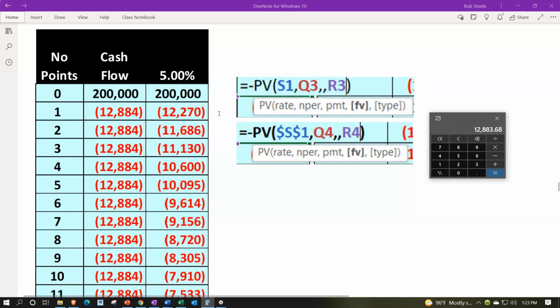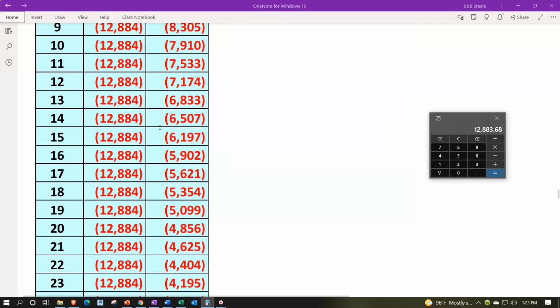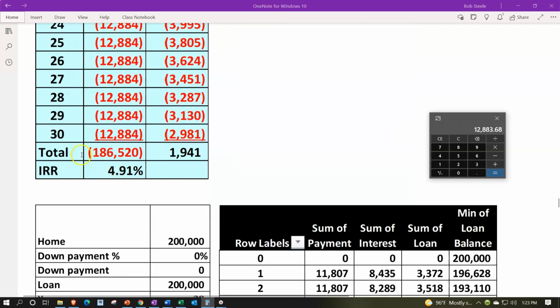It's a little bit of an estimation because that's assuming that this whole 12,884 happened at the end of the year. It didn't. It happened in 12 periods. So that's where the approximation will come in if you use something like this. The second one, the second 12,884 in year 2, discounted back 2 periods, 2 years, at the rate of 5% gets us to the 11,686. Now, if we did this all the way down and summed up the payments, we get to the proper amount of payments for the entire loan, 360 periods or 30 years, of the 186,520.